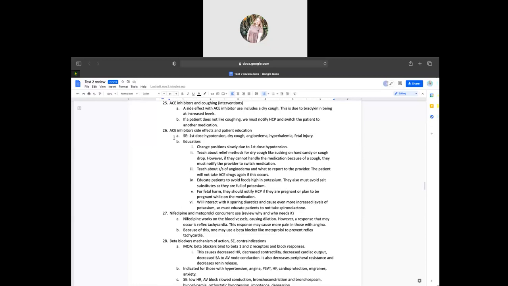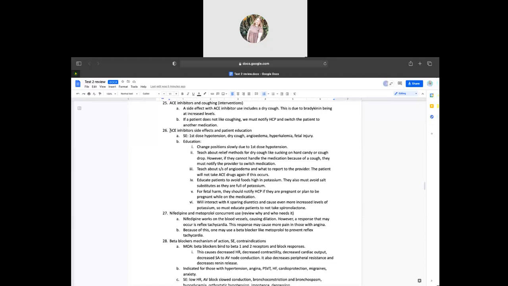Speaking of ACE inhibitors and their coughing, we need to know about their side effects and patient education. A side effect of ACE inhibitors is first dose hypotension. Dry cough is also a side effect of ACE inhibitors. Angioedema, that face swelling. Hyperkalemia or high potassium levels, and fetal injury.